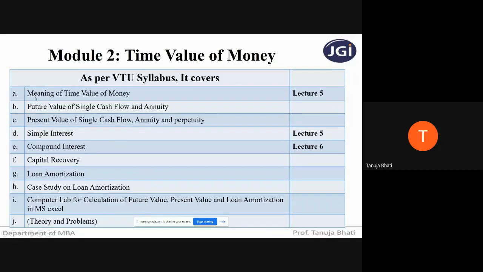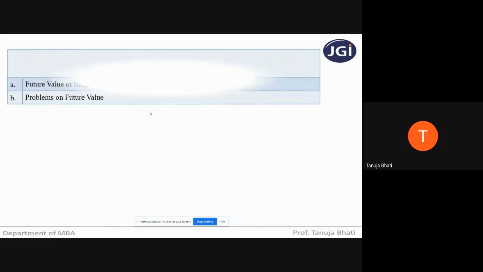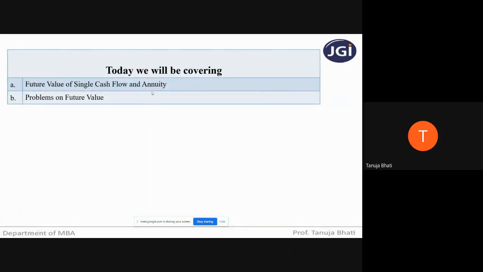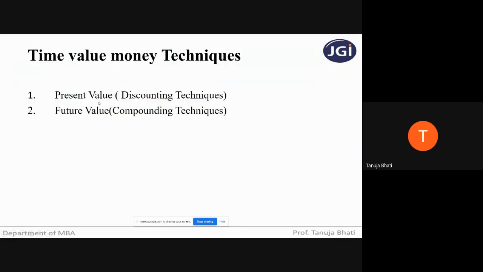So today we will be seeing what is future value of single cash flow and annuity. How to calculate future value of single cash flow and annuity, and today we will be covering problems on future value.